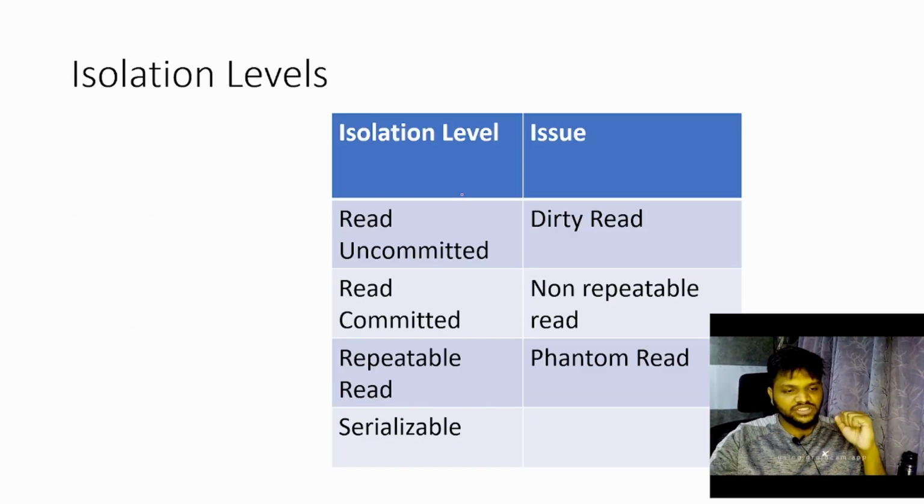At isolation, there are multiple different levels, and that is very important. How are we solving these problems? We are solving these problems with different levels. There are four primary levels: read uncommitted, read committed, repeatable read, and serializable. Let's deep dive into every single level.